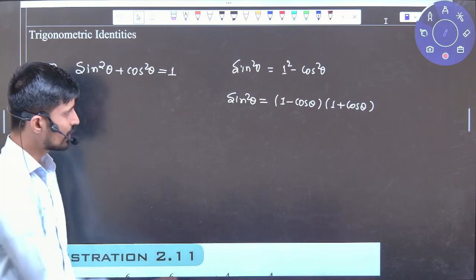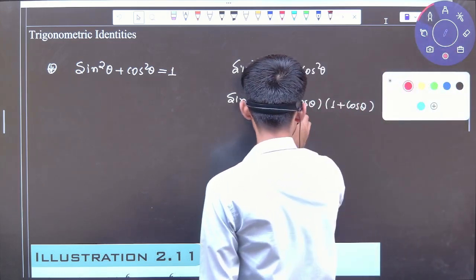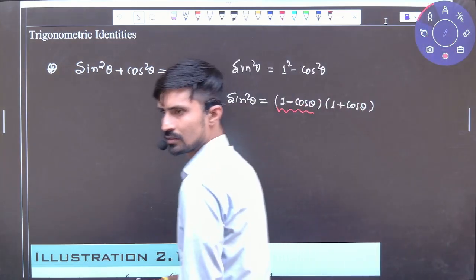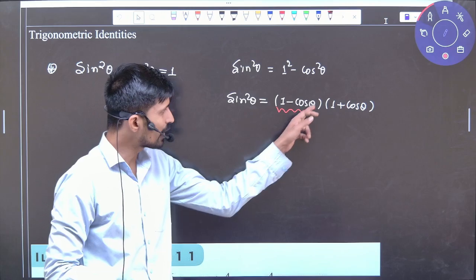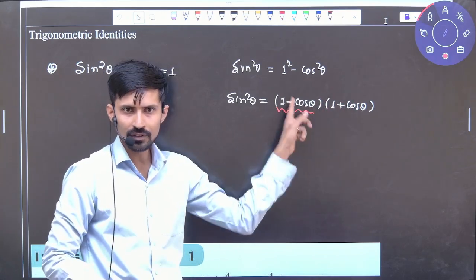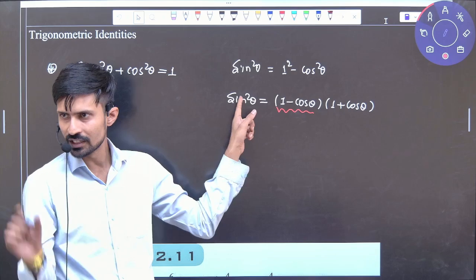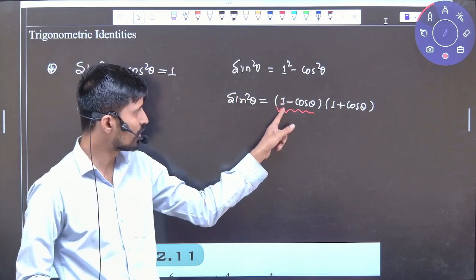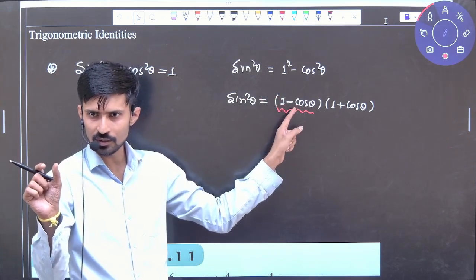So what we are learning from here, if I have 1 minus cos theta somewhere, and we multiply 1 minus cos theta with 1 plus cos theta, after multiplication it will become sin square theta. Every single term will become that. Here you can see 1 minus cos theta. 2 terms are there or not? 1 is also there, cos theta is also there. 2 terms.